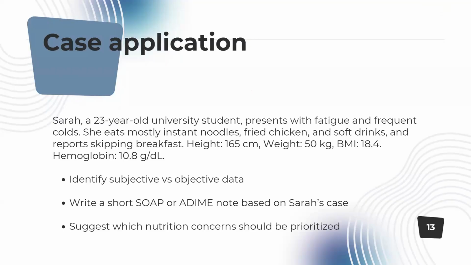So let's look at a case application of completing a nutrition assessment. Sarah is a 23-year-old university student, and she presents with fatigue and frequent colds. She eats mostly instant noodles, fried chicken, and soft drinks, and reports skipping breakfast. Her height is 165 centimeters, weight is 50 kilograms. She has a BMI of 18.4 and a hemoglobin level of 10.8.